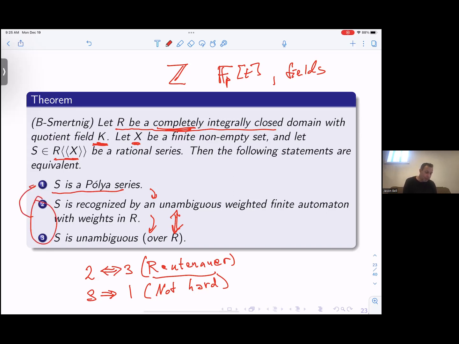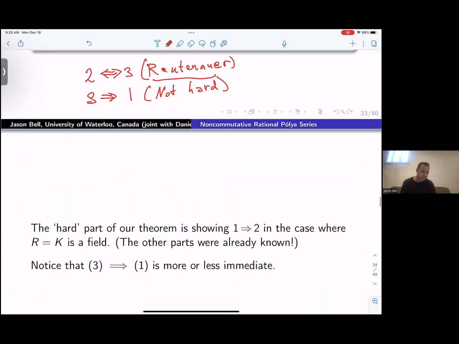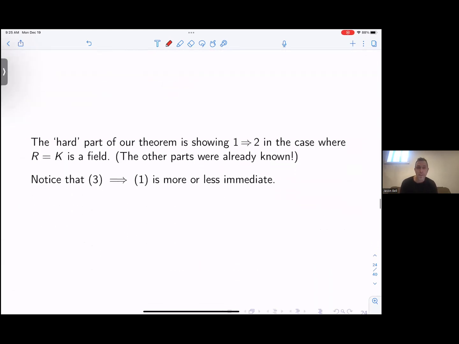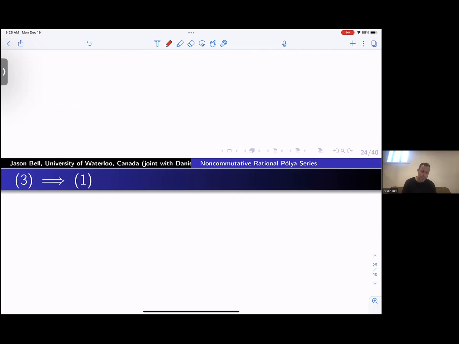And the equivalence going this way isn't bad at all. It's really this one that we had to work out, so this was still sort of hard for us. I guess I say here that the hard part is showing that 1 implies 2. And again, really the hard part is the field case, so that's what I'll talk about. Once you do the field case, then you can just do some commutative algebra to reduce to the completely integrally closed case, and I'm going to sweep those details under the rug. But I do want to say 3 implies 1 is more or less immediate.